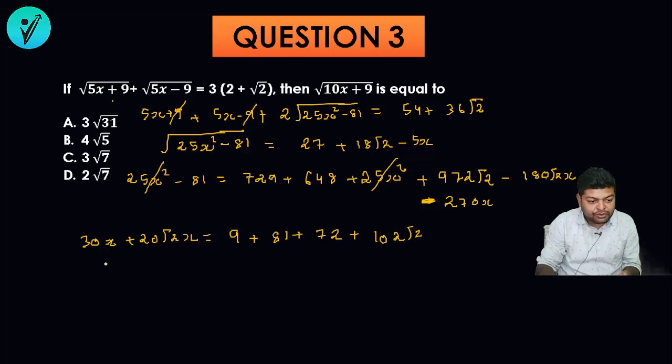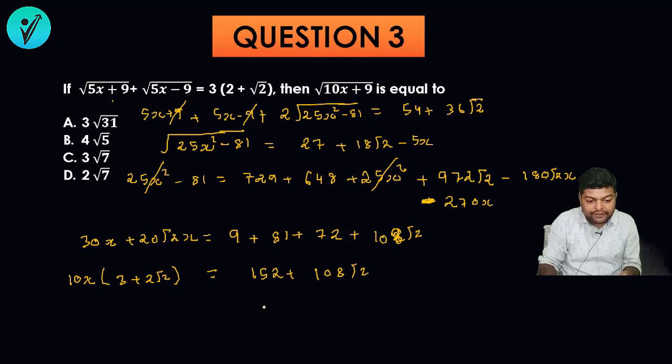Again, what we can take out, become common, we can take out 10x common. So if you take out 10x common, we'll have 3 plus 2 root 2. Similarly, if you add this, 81 plus 9 is 90. 90 plus 72 is 152. It is 108. So 9 plus 81 is 90, plus 72, it's 152 plus 108 root 2.